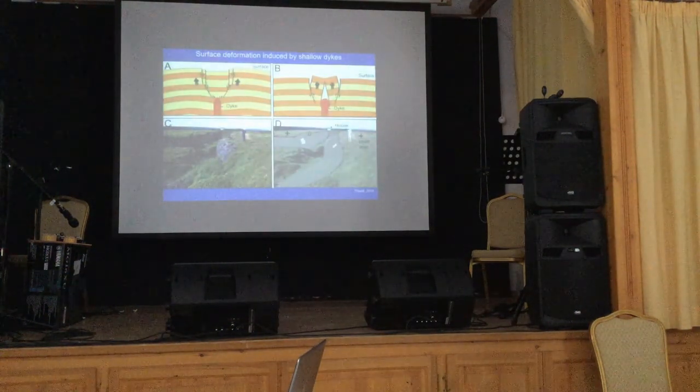Finally, what do dikes produce at the surface? Dikes produce surface deformation, which usually is represented by a graben, a depression, exactly above the dike tip. The dike tip is the termination of the dike. So exactly above the dike there is a depression, and you can have different sizes of the depression.